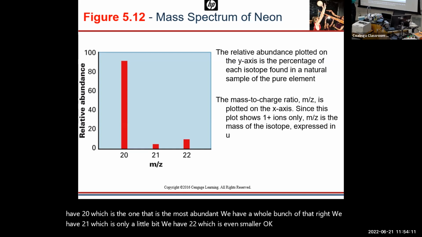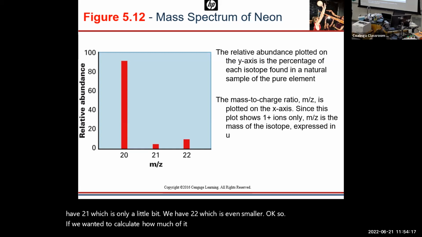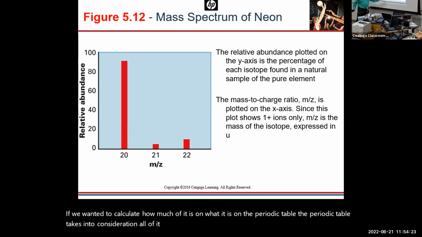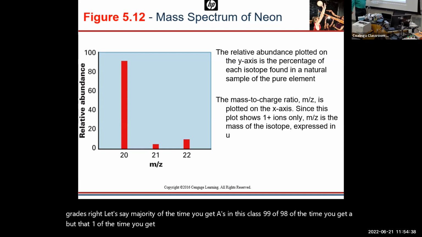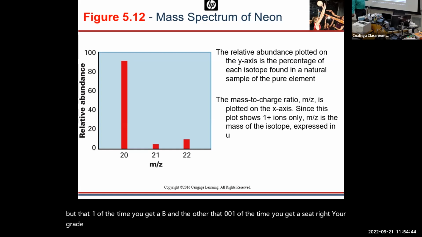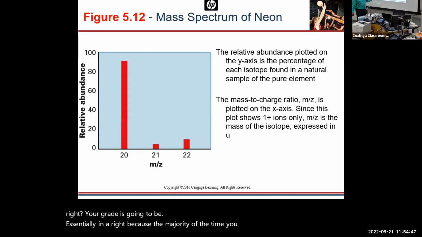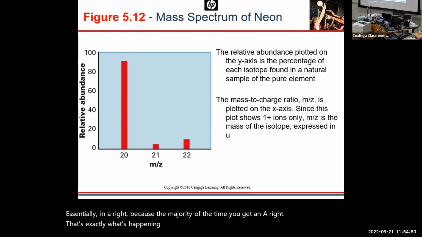So if we wanted to calculate what it is on the periodic table, that takes into consideration all of it, right? It just takes the average, okay? So let me put it in terms of grades, right? Let's say the majority of the time you get A's in this class, 98% of the time you get A's. But 1% of the time you get a B, and 0.001% of the time you get a C, right? Your grade is going to be essentially an A, right? Because the majority of the time you get an A. That's exactly what's happening here. The majority of the time you're going to come out with this. So we take the average of this.